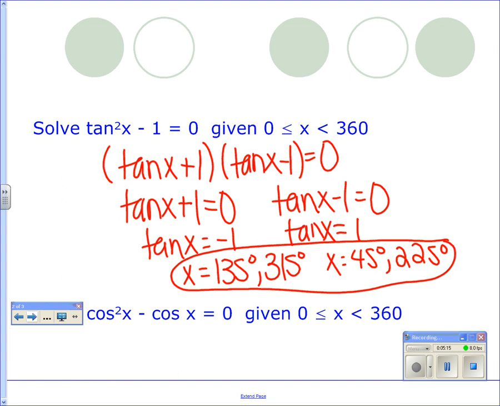Does that make sense? And if you want to put them all, like x equals all 4 of them, that's fine. But I kind of ran out of room. Any questions on that one? Okay.